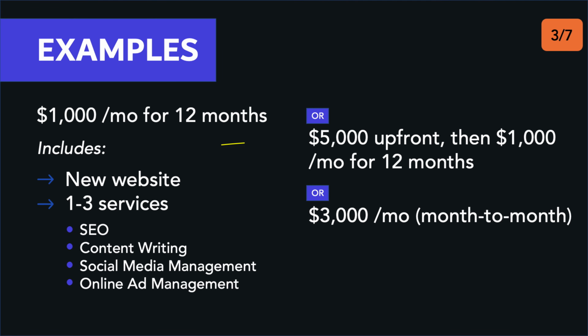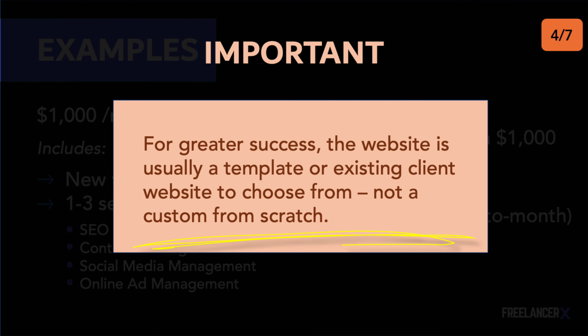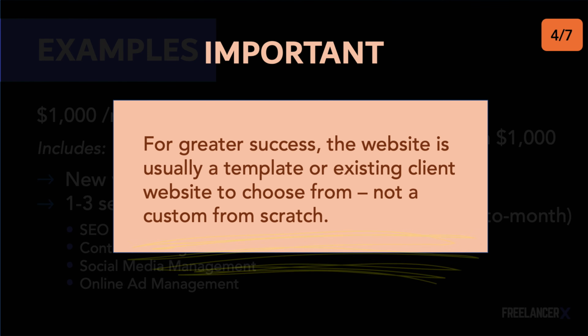Or we can split that and do a 5,000 upfront and then 1,000 a month for 12 months. Another option is a higher price per month, and that is month to month. Let's say it's $3,000 a month, month to month. Very important. For greater success using this pricing method, it is important that the website is usually a template or an existing client website to choose from, not a custom website from scratch. It needs to be something that you can replicate extremely fast and you can be extremely efficient in doing so.